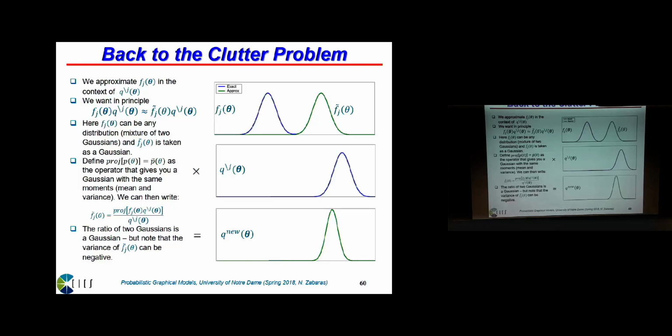Do you see any problem? Are you happy dividing two Gaussians? What can happen? Such as, what type of numerical issues?